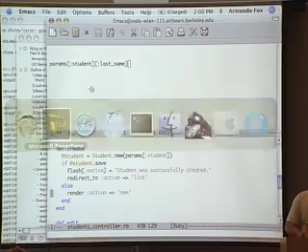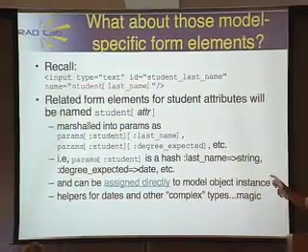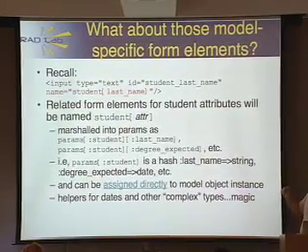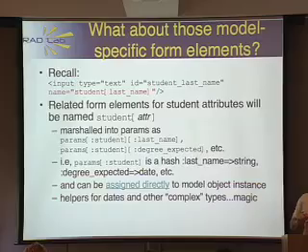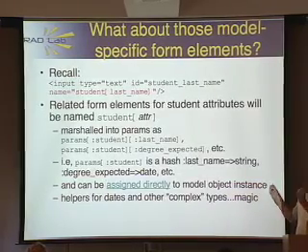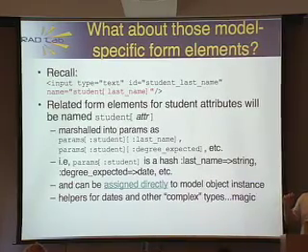But that's the other reason to use these built-in field helpers like text field tag for student, because they give the HTML form elements the correct names such that when you unmarshal the params array, you can just unpack the one object wholesale and send it to the new method. And yes, there's a question.